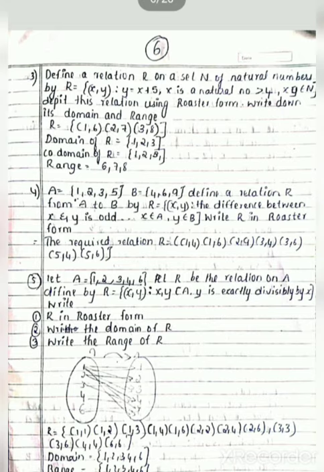Next problem. Define a relation R on the set N of natural numbers by R equals the set of all (x, y) such that y is equal to x plus 5, where x is a number greater than 4. Note the symbol there. x is a natural number greater than 4, and x and y belong to N. Depict the relation in roster form and write down the domain and range.